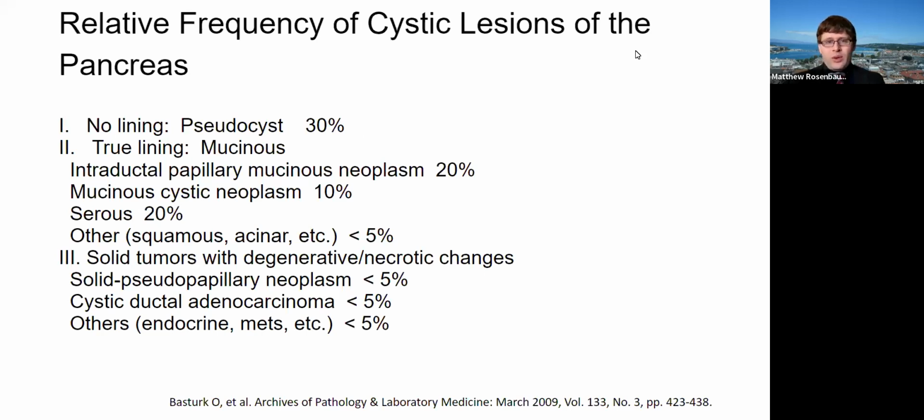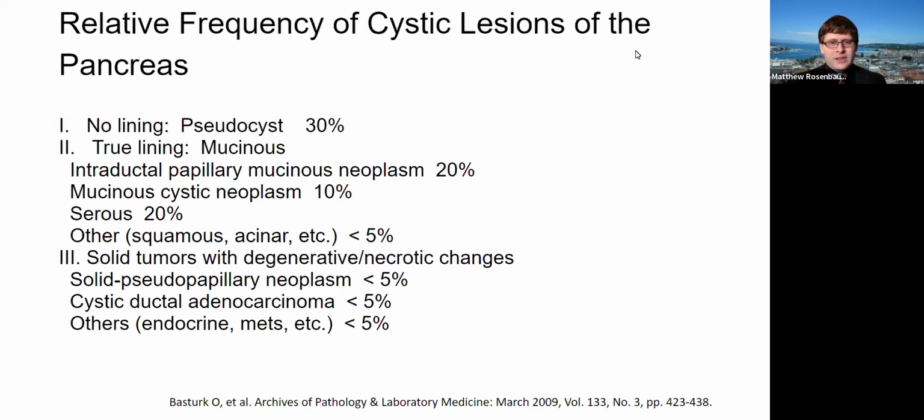Like I said, there is a wide differential diagnosis. The most common are pseudocysts, in someone who has some form of pancreatic injury, with cystic degeneration of the pancreas. Mucinous neoplasms are also very common, and serous cystadenomas are somewhat common. 200% is a little high for me, but that is the published data.